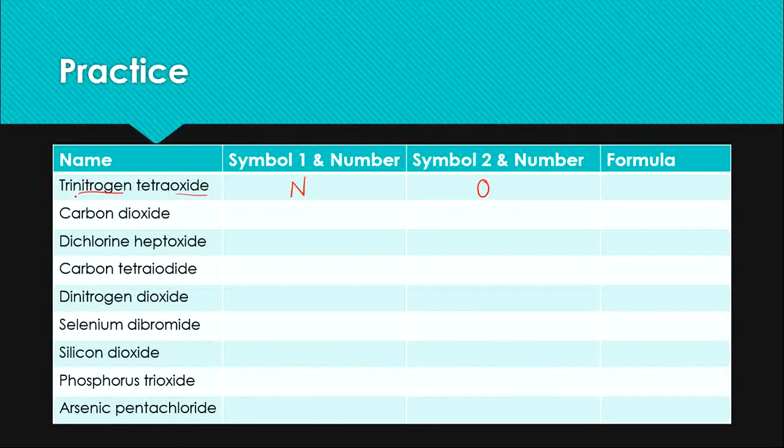Now let's take a look at the prefixes. Tri. What does tri mean? Tri means 3. It means that there are 3 nitrogens. You're going to write that number as a subscript, so N3. What about oxygen? Tetra means 4. 4 oxygen atoms, O4. Now, your final step is to simply bring these 2 symbols together, no spaces, so we write it as N3O4.